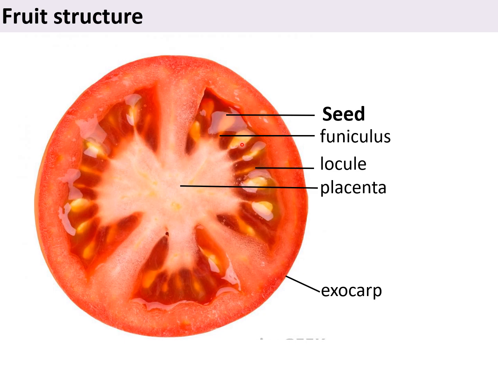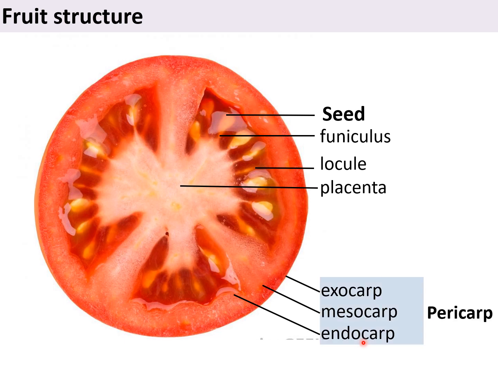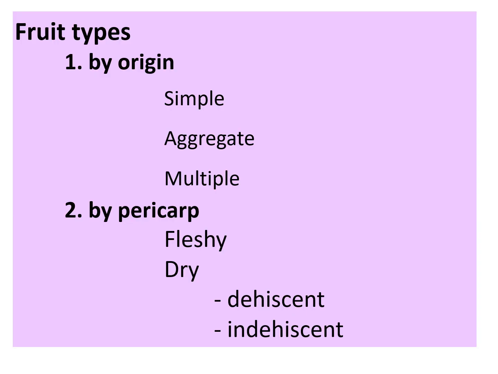This is the locule of this fruit. The pericarp is usually separated into three main layers. Exocarp is the outermost layer, mesocarp is the middle layer, and endocarp is the innermost layer. The whole part, or the three layers together, we call pericarp, which develops directly from the ovary wall.